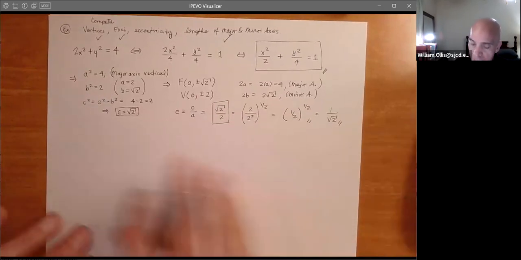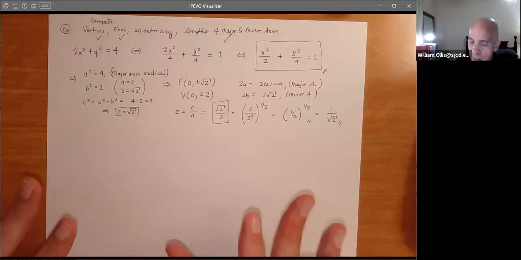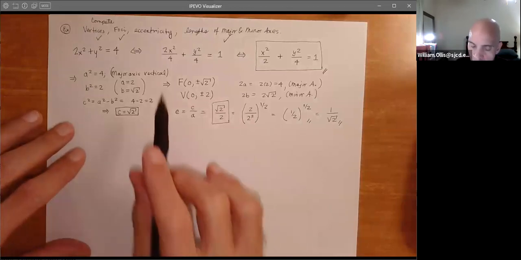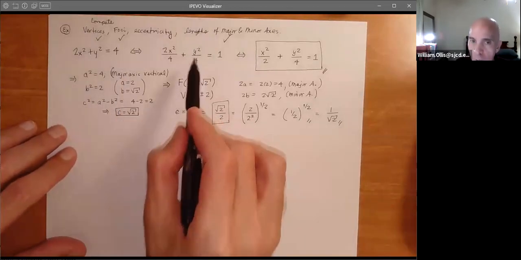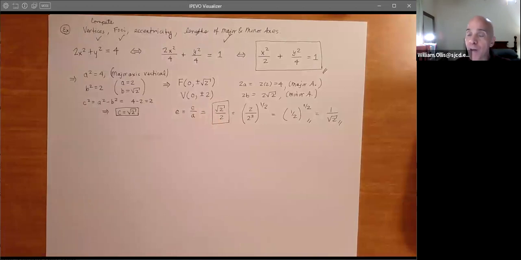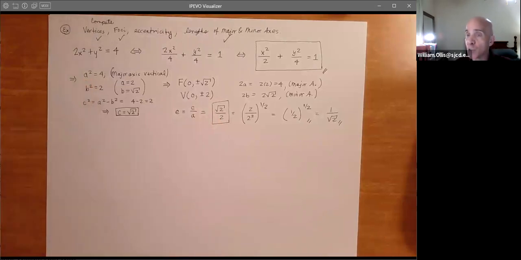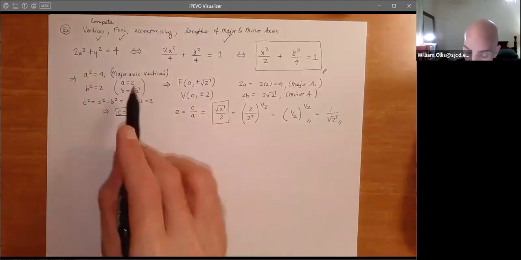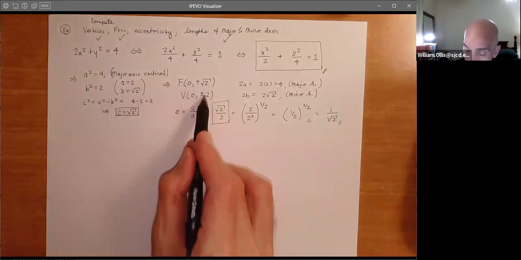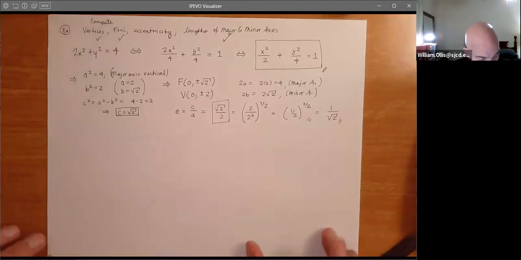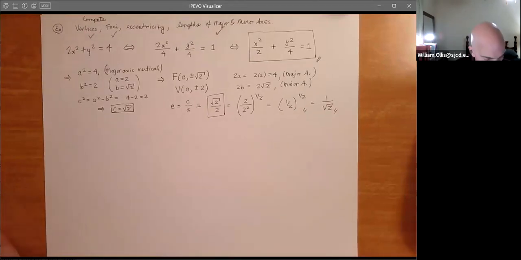So the key here is, again, sketch is trivial, but the main thing about this is standard form. The larger denominator identifies the major axis, identifies the a squared. And of course, that gives you the disposition of the major axis, where the foci live. And so when you have that, that shoves all of these components of these coordinates of interest into the y coordinate, okay?